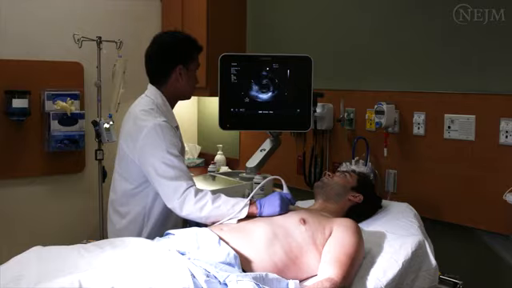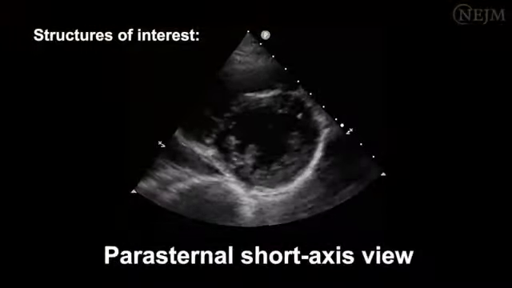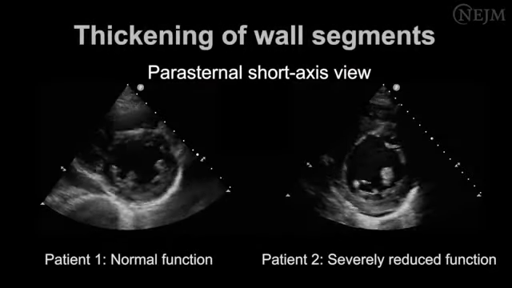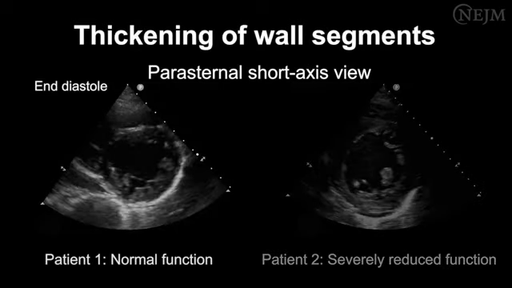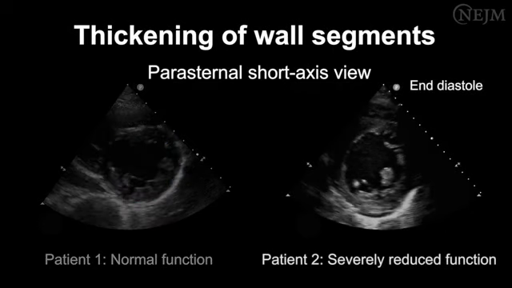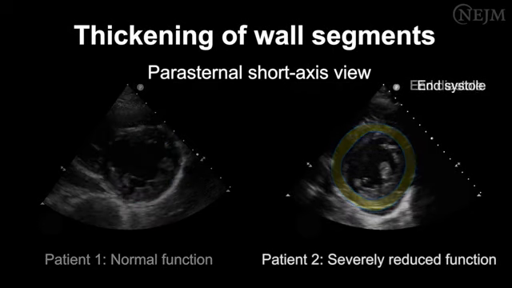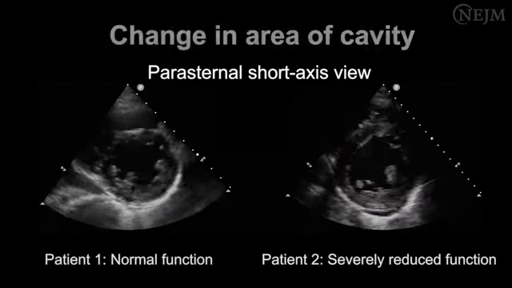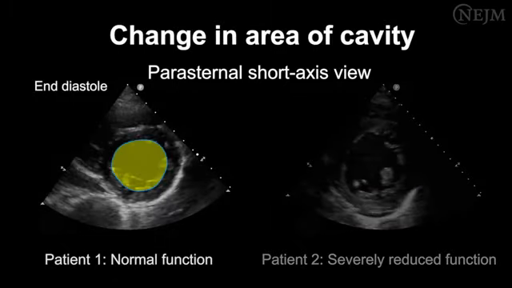Obtain images in the parasternal short-axis view. Identify the structures of interest, including the endocardial and epicardial borders. Again, the results for the thickening of the wall segments in this view are similar to the results of the apical four-chamber and parasternal long-axis views. As are the results for the change in the area of the cavity.